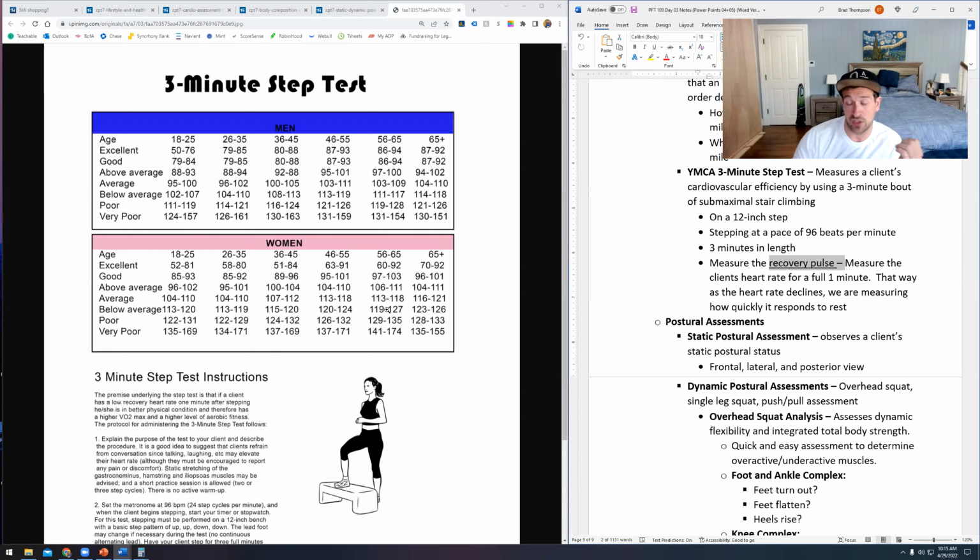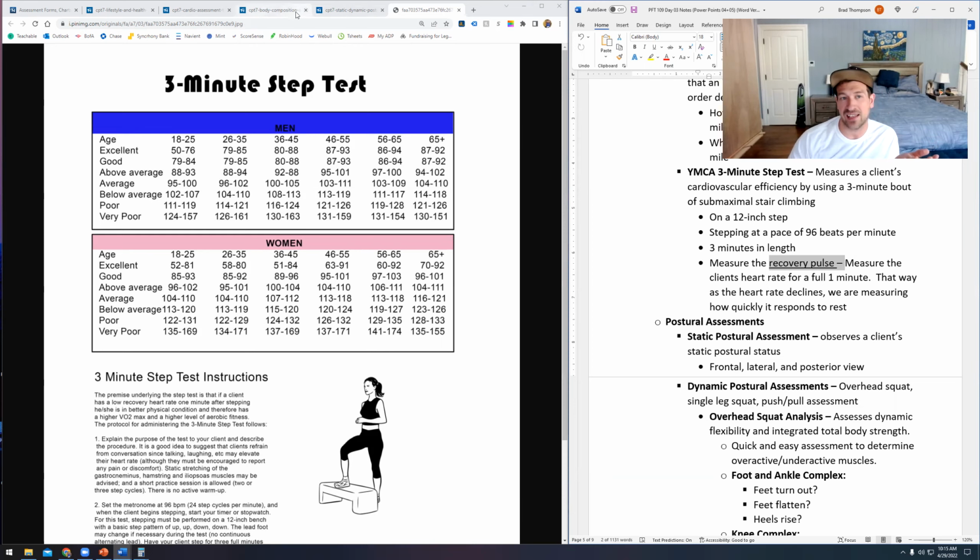4 weeks later, we do the test again. They recover this time to 110. Well, that puts them above average. That's a huge improvement. Let's say they're a superhero. 4 weeks later, they recover and it's like 90. That puts them excellent. That's the fastest improving cardio I've ever seen. But hey, I'm tracking that.